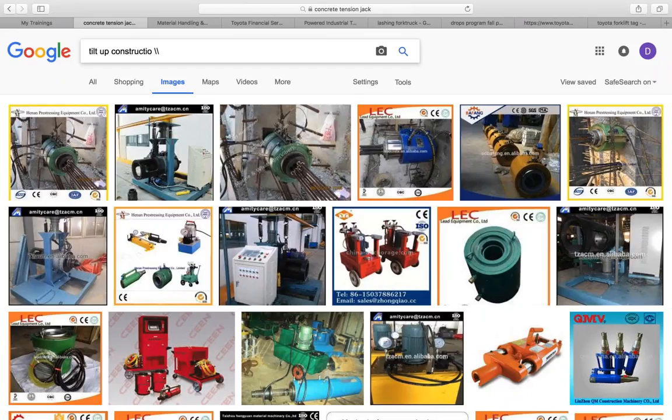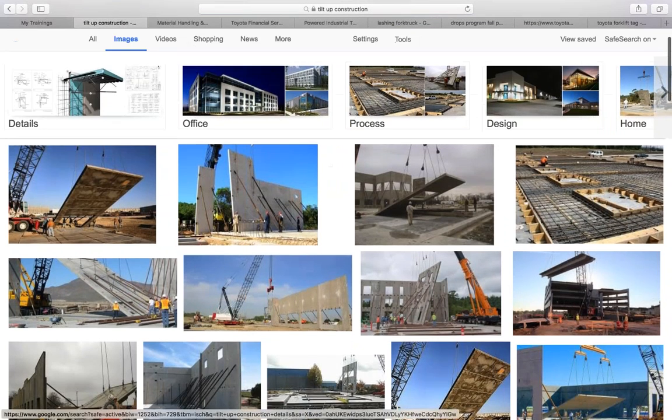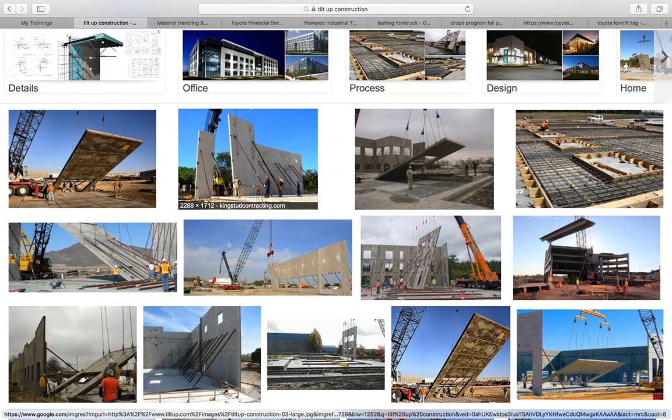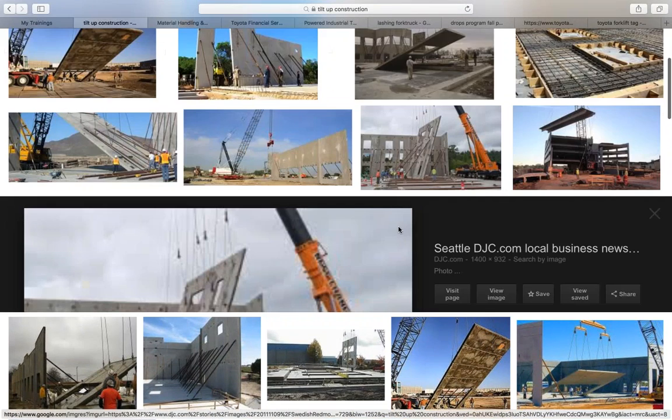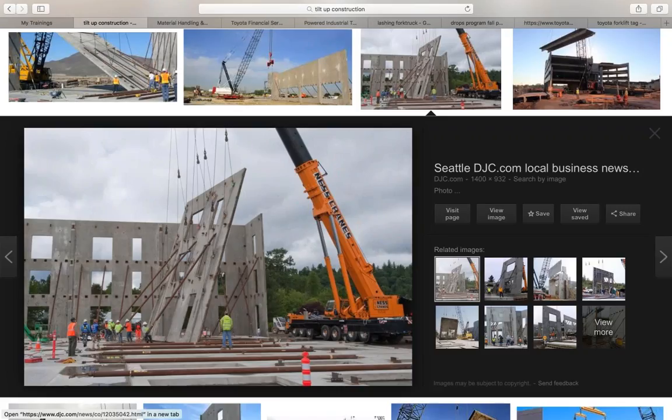This is why so many buildings nowadays, folks, are going up so quickly. And this is what I'm talking about. They're basically tilting up panels and putting panels in place. Okay, here's a perfect example of it right here. It's coming in precast, or it's being poured on site on the ground, and then they're lifting it into place. Okay, and we're going to talk about some considerations that we have to take with those.